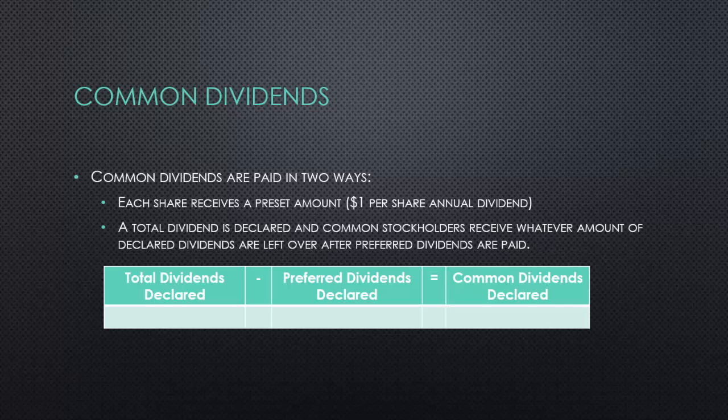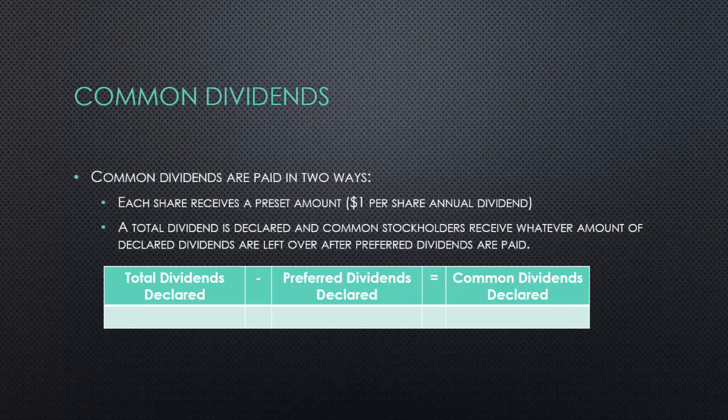But we're going to look at the second way, which is where a company declares they're going to pay a certain amount of dividends in total. So that goes to preferred shareholders and common shareholders. Preferred shareholders always get paid first, so you can think of how much goes to common as the total amount that was declared minus the amount that's going to preferred shareholders. Whatever's left over becomes your common dividends declared.